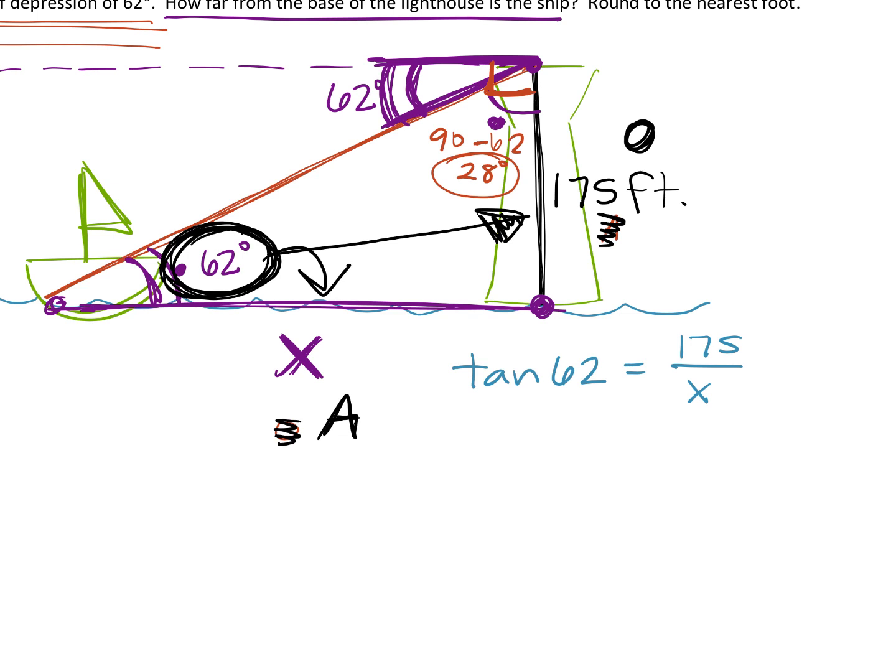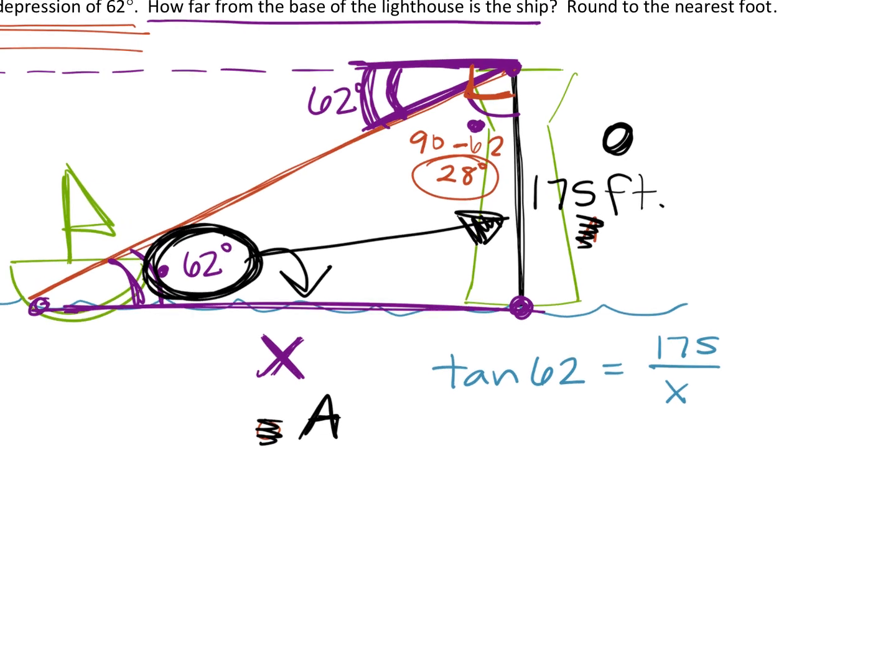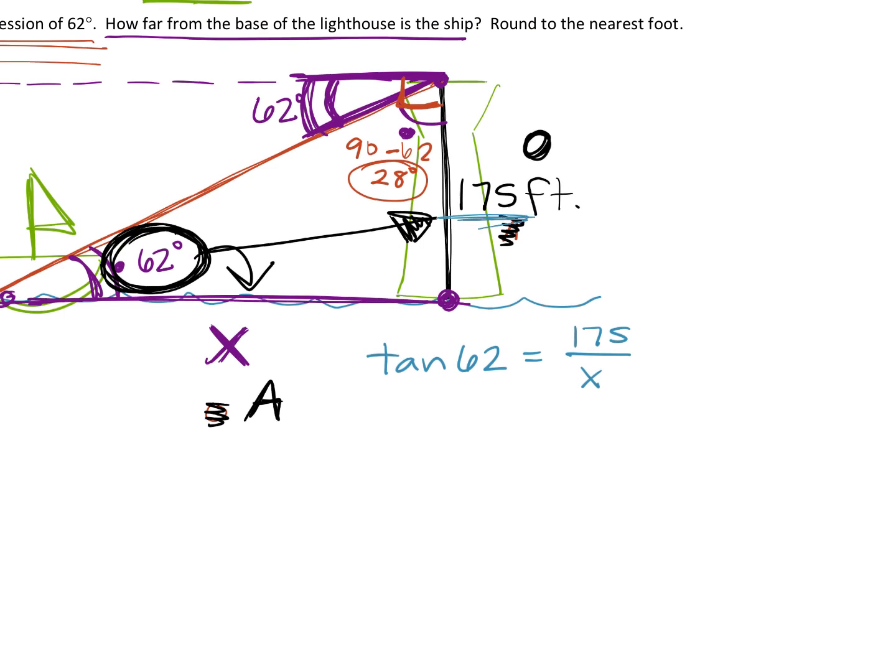Do you understand how I got here? I'm going to talk you through it right now. Do you understand how I got tan 62 equals 175 over x? Yeah. Okay. Your next step is you have to get x out of the denominator. And the way you do that is you multiply by the x. How do you multiply something by x? Well, right now we're dividing by x, so we're just trying to do the inverse operation to make it 1. x divided by x is 1.